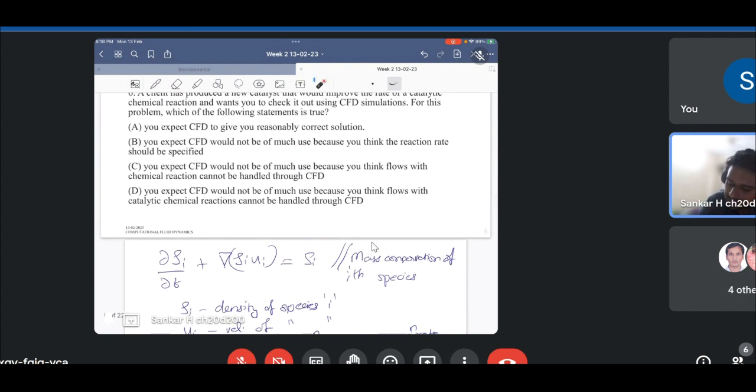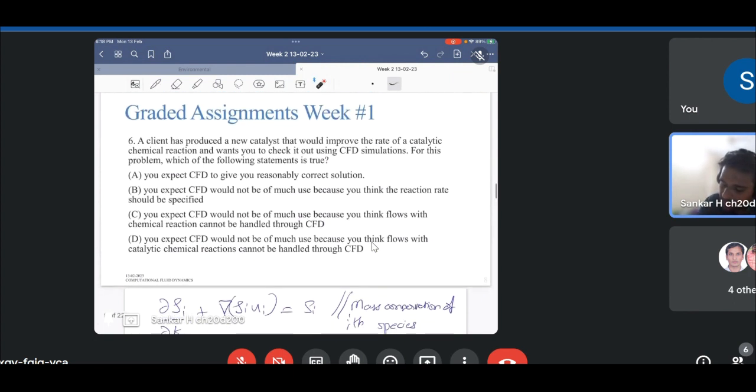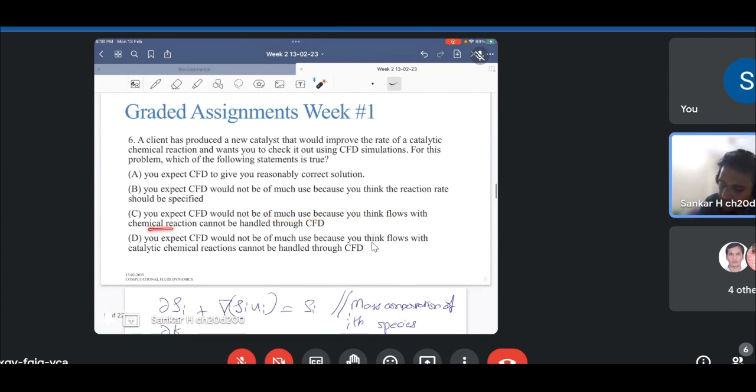And when we look at option C, we cannot expect that, because chemical reactions cannot be handled through CFD. That is wrong here. And catalytic chemical reactions cannot be handled through CFD. That is again wrong here. So option B would be the right answer. We need the reaction rate to be specified. Then we can move forward with the CFD technique.